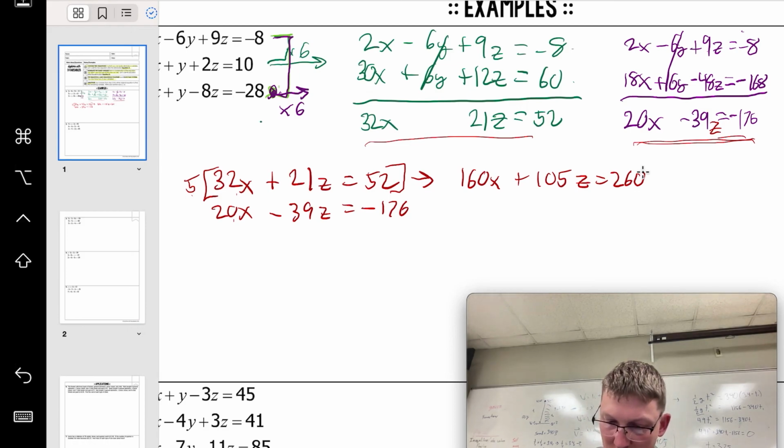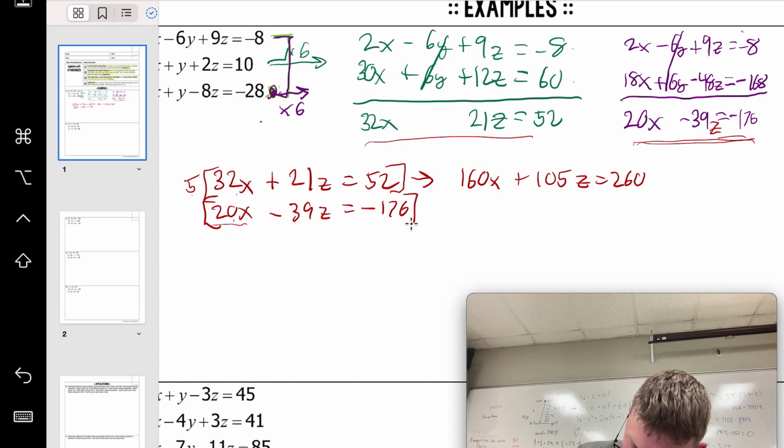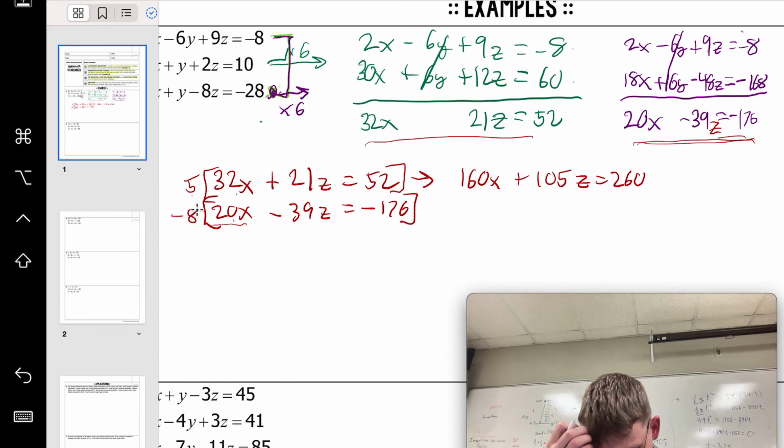So now I've got this 160, and I'm thinking to myself, what do I multiply that 20 by to get to that 160? So if I look at my calculator, if I take 160 divided by 20, we're going to get 8. So we're going to multiply this bottom equation by a negative 8. And I'm picking negative, so it'll get me the opposite, and that'll cancel out. So that's going to save us a little bit of work later on.